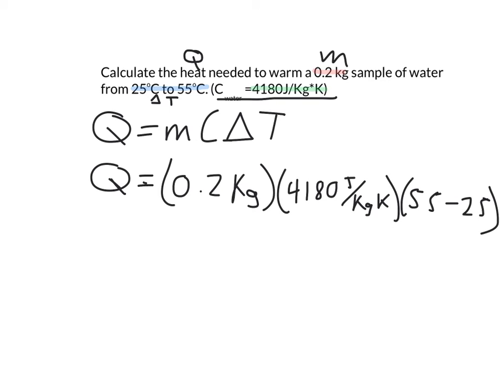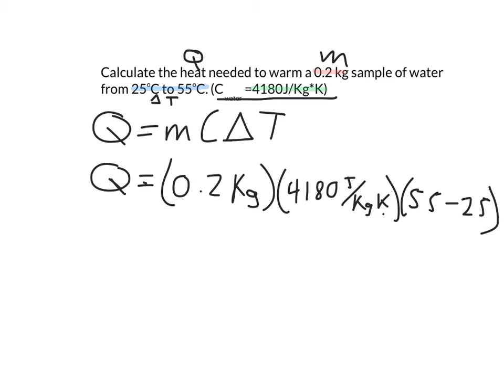Now you have to remember something. These temperatures are in Celsius, but the difference in Celsius will be equal to the difference in Kelvin. So it doesn't matter if you use the temperatures in Celsius. Just remember that we are using this specific heat using Kelvin. So that's like a little note there. It doesn't matter if you have Celsius, because you will have the same difference if they were Kelvin.